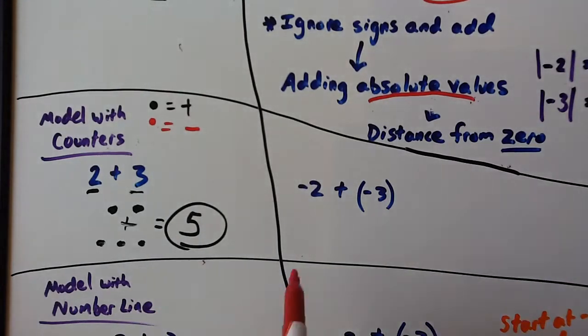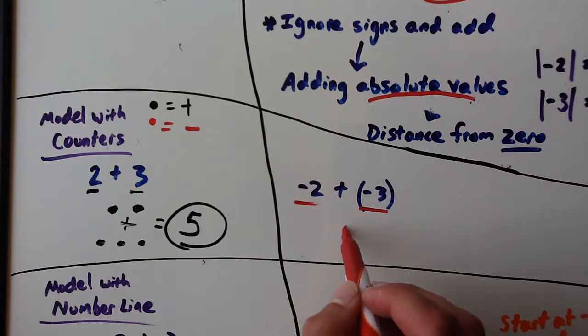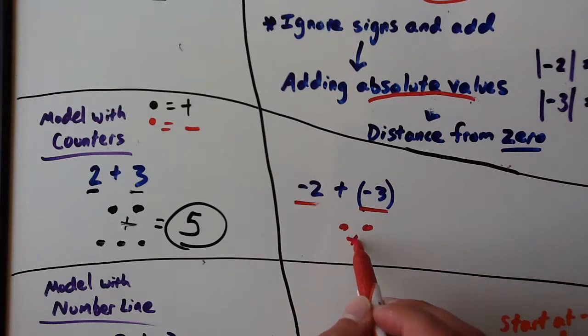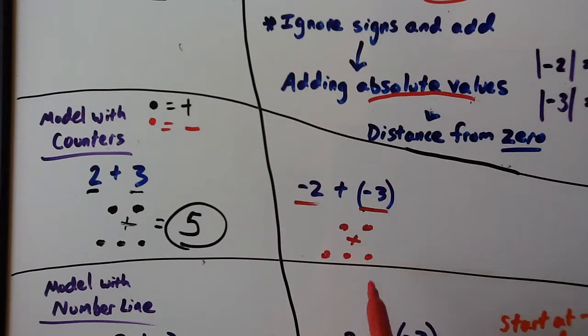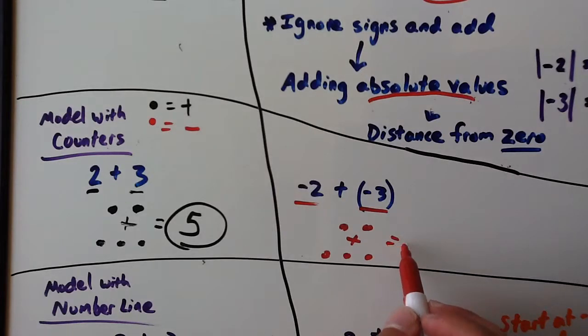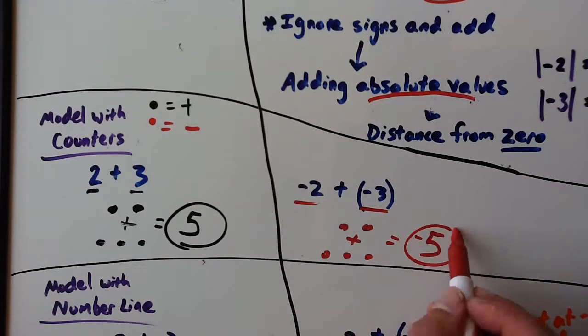Here I have negative 2 and negative 3. So I have 2 negatives, and I'm going to add 3 negatives. Negative 2 plus negative 3. So what am I left with? Well, I'm left with 5 negatives. And if I have 5 negatives, that's negative 5.